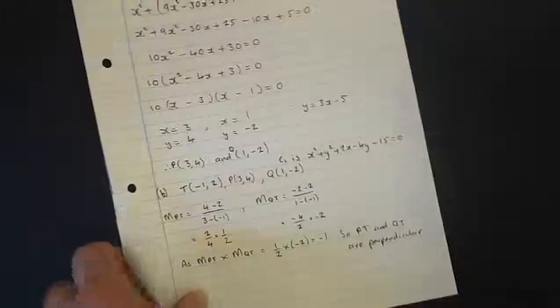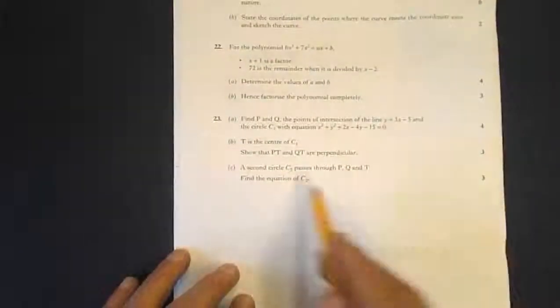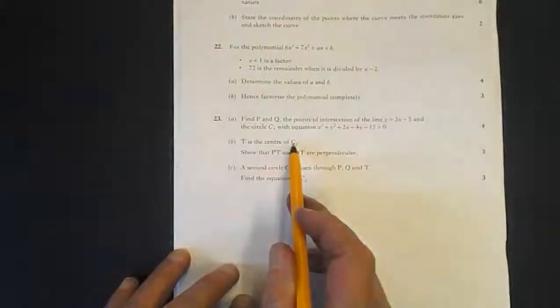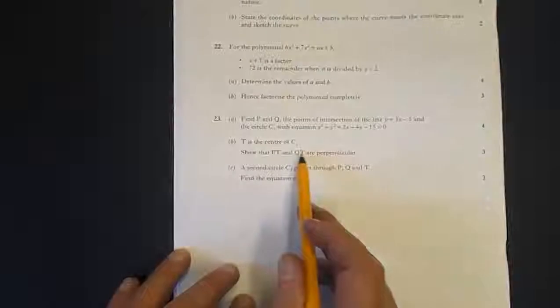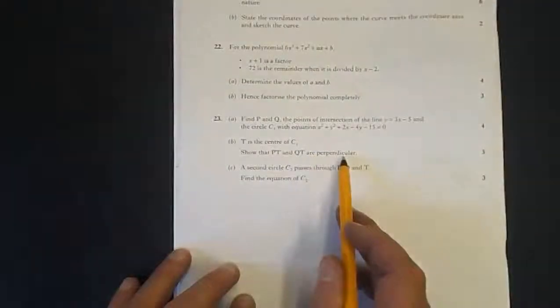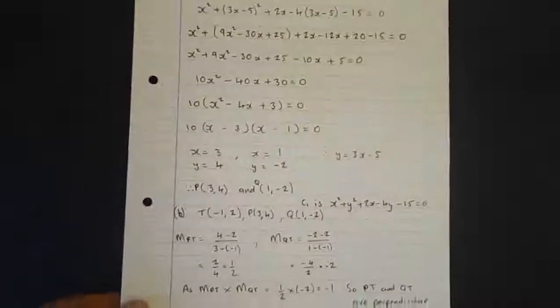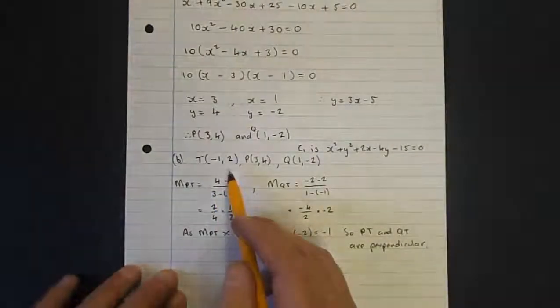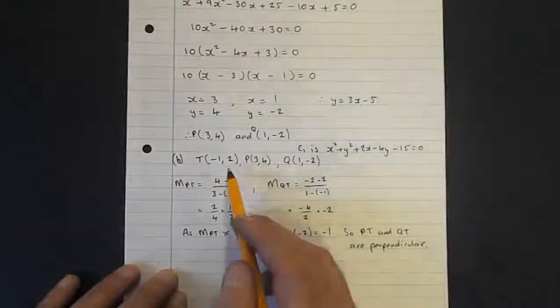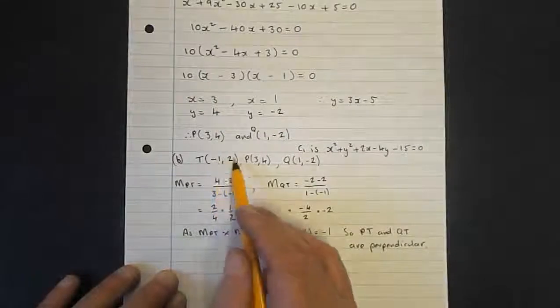Now if I just tell you, there's the question 23B. T is the centre of the circle C1. Show that PT and QT are perpendicular. In other words, show that they are at right angles to each other. So, back to my question. Here we go. Now, first of all, I've got T as minus 1, 2.